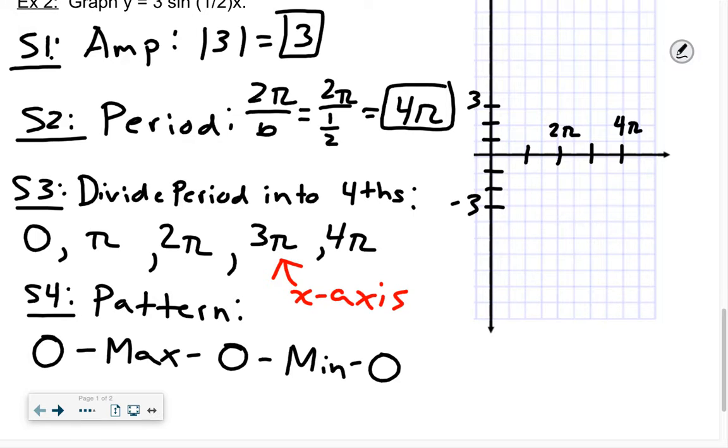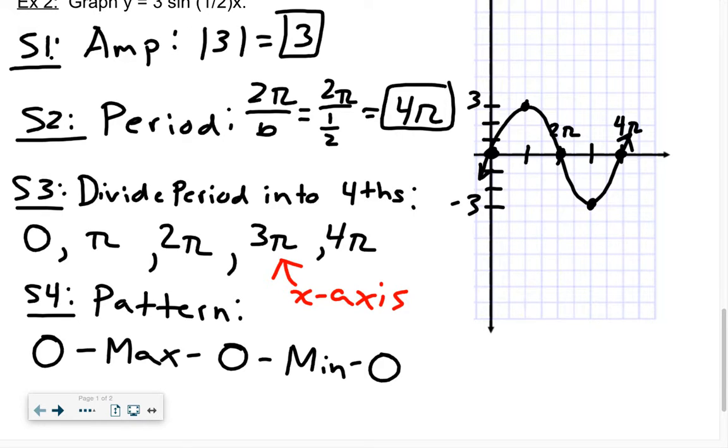So we have our y-axis scale in place, we have our x-axis and scale in place. Now we just need to plot our points according to the pattern that we came up with. The first one was 0. Then we go to our max. We go back down to 0, down to our min, back to 0. And the best you can, draw your curve going through the points.